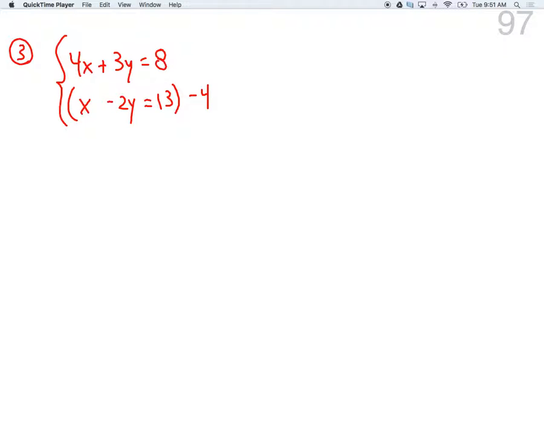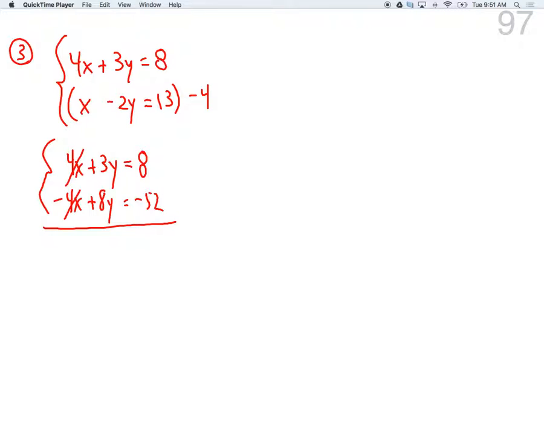Good. You have to multiply everything by that number. So the top equation stays the same. Just going to rewrite that. And the bottom equation is going to get multiplied by -4. So that's -4x plus 8y equals -52. Now add. 4x, -4x cancels. 3y plus 8y is 11y. And -52 plus 8 is -44. Oh, look how nice that is. Y is -4.